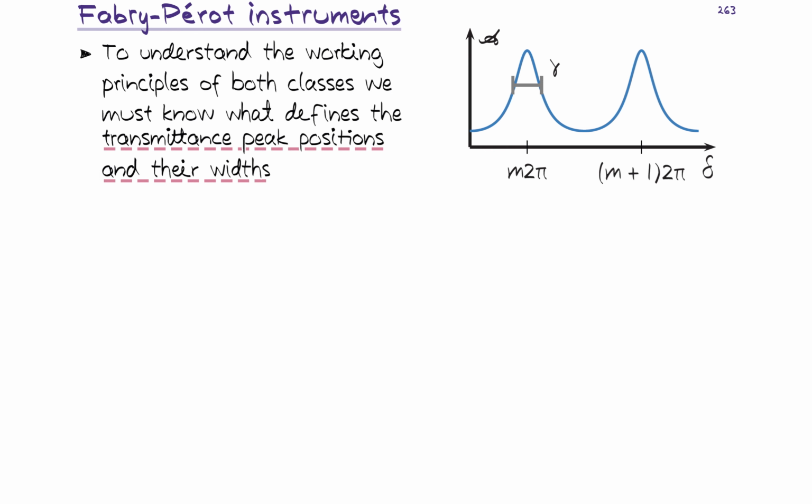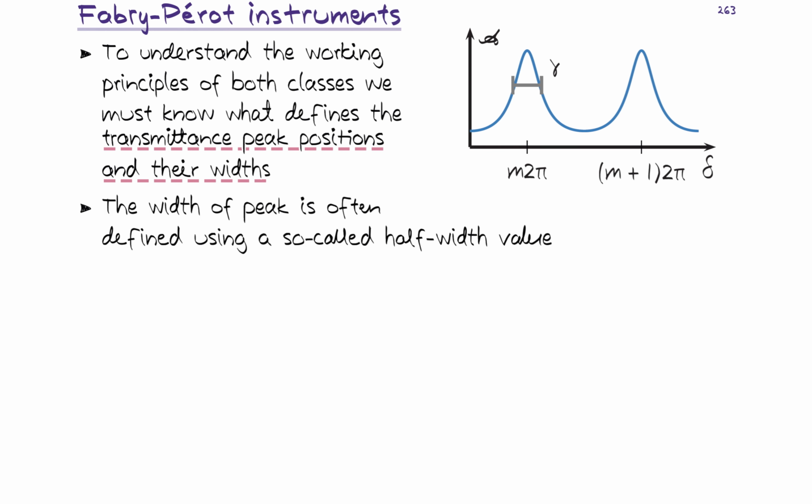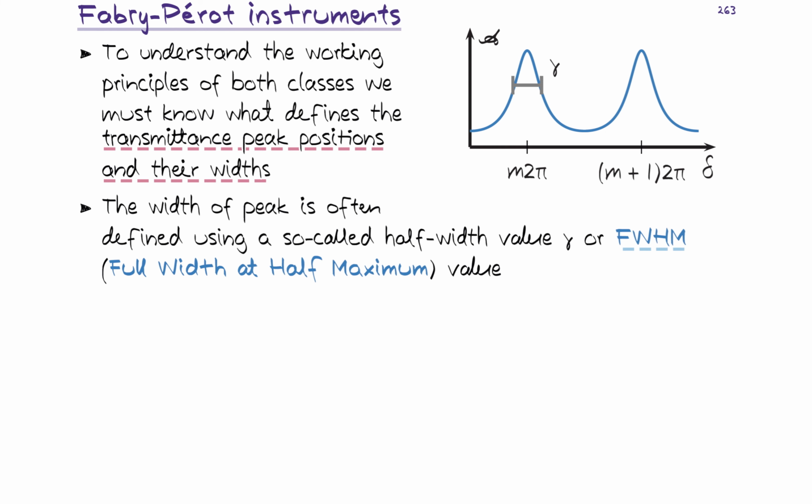So essentially, we need to look at what the parameters are that define the transmittance peak positions and their widths. And many times, in terms of applications, it's really the width of the peak that is a key parameter. So let's define some quantity that we can use to define the width of the peak. Let's define a so-called half width value, gamma, or full width at half maximum value, that defines how narrow a peak I have. So I can define a half width value gamma where the peak has been reduced in strength to 1/2 of its original starting point value.